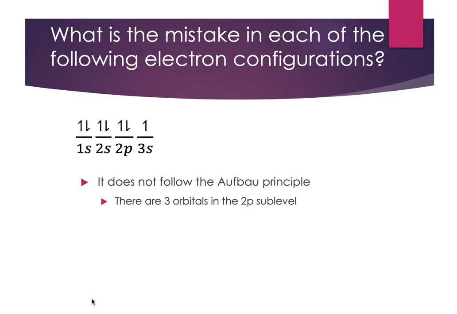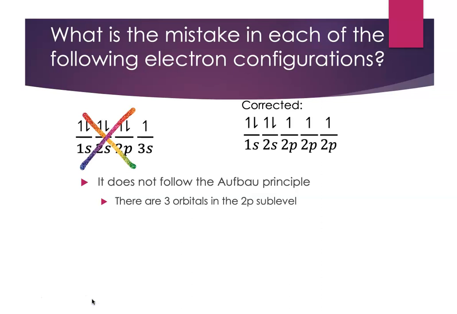This is actually a fairly common mistake among students who are just learning to write electron configurations. So we need to make sure that we put in the complete set of p orbitals for the 2p sublevel. All right, the 3s sublevel isn't occupied yet.